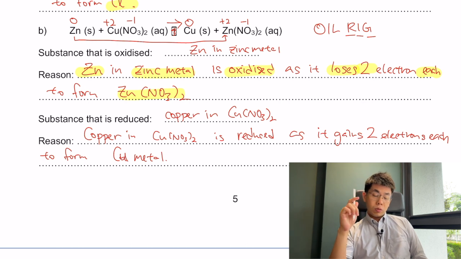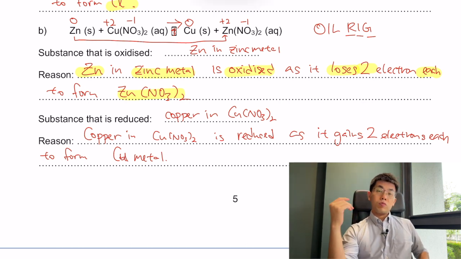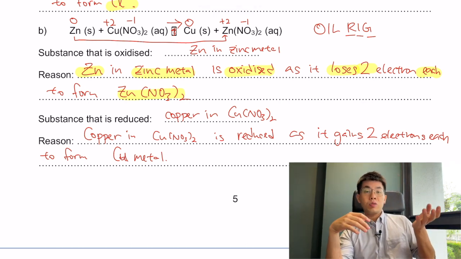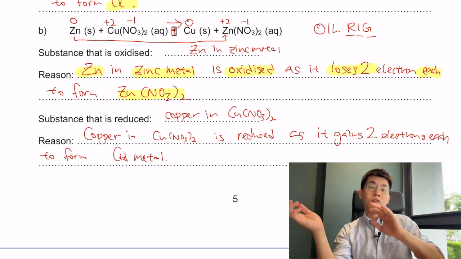Okay, so hopefully that has helped you learn how to write a redox explanation using electron loss and electron gain.